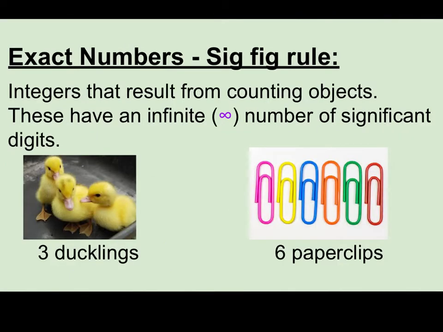There are two types of numbers you're going to come across in chemistry: exact numbers and inexact numbers. Now, exact numbers are integers that result from counting objects, and they will have an infinite number of significant digits. So down below here you see 3 ducklings, and we know there are 3 ducklings to an infinite number of significant digits, 3.0000, on and on and on. So we say that this 3 has an infinite number of significant digits. Here again we have 6 paper clips. Those are counted objects. We know this 6 to an infinite number of zeros past the decimal. Of course we don't write them, but we say that the 6 has an infinite number of significant digits.